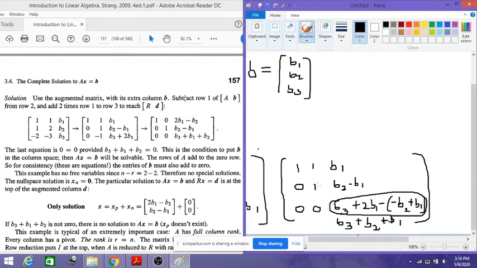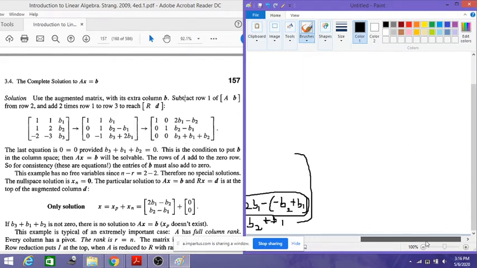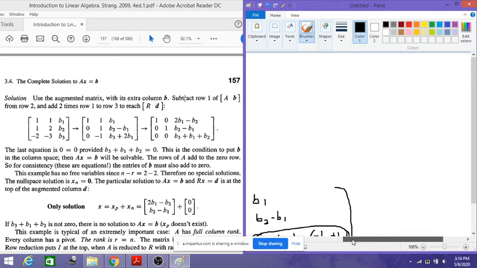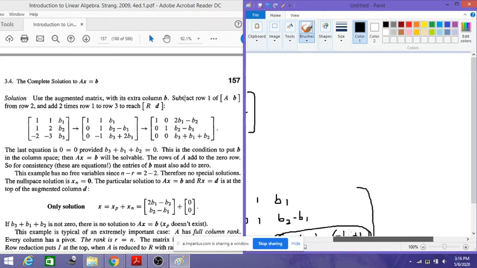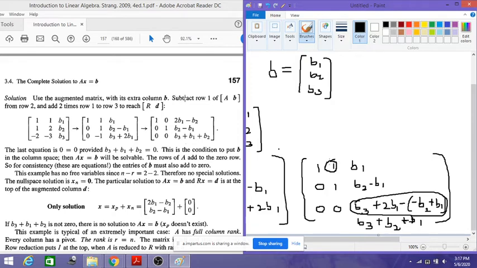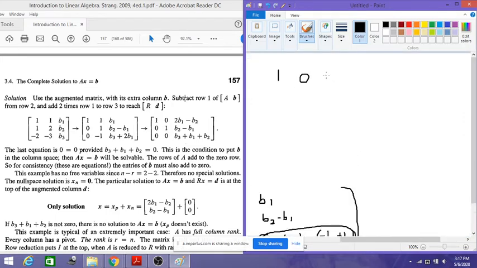Now for this case, what is the particular solution and the null space solution? So let me rewrite the final equation here. We got 1 0, then the final equation. Okay, this was not final, sorry, we have to eliminate this as well. So to eliminate this, again we will add this with this, multiplying with -1, so I'll get the final equation as 2b1 minus b2, then this is 0 1, b2 minus b1, and then this is 0 0, and this is b3 plus b1 plus b2.